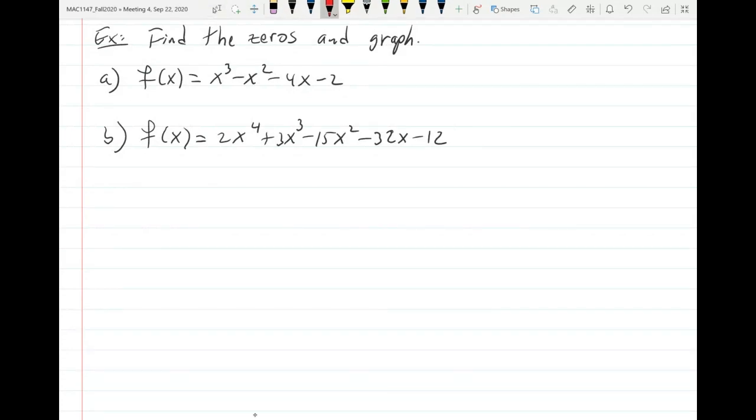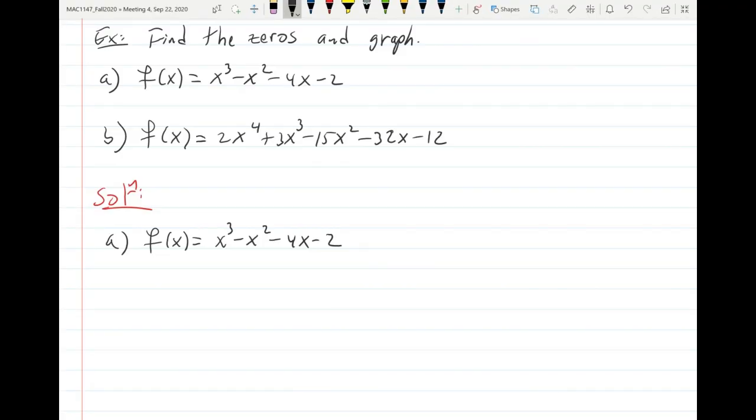All right, so solution. So we have f of x equals x cubed minus x squared minus 4x minus 2. Okay, so the first thing that you should always do is, remember, finding the zeros is really equivalent to being able to factor. If you can factor the polynomial, then you are done, okay? So you should take a look at it and see if you can factor this.